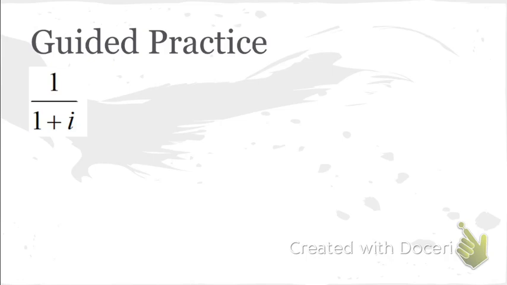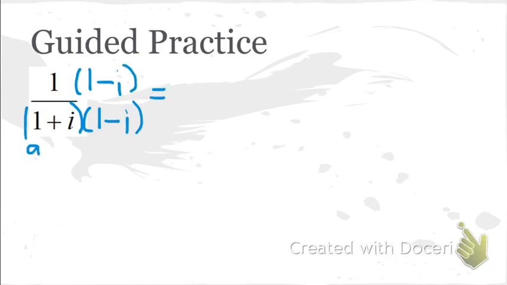We want to square that i to get rid of it, but unfortunately we can't just square i. So instead we get creative and we multiply by 1 minus i, because we know now we have a sum times a difference, and that'll give us a difference of two squares. Like a plus b times a minus b, just like 1 plus i and 1 minus i, we know it's going to equal a squared minus b squared.